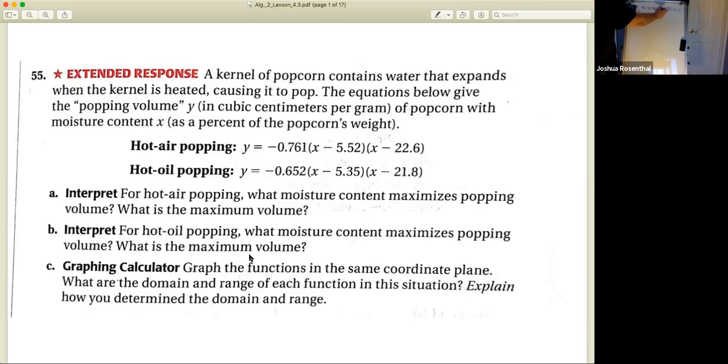Now I have to multiply. I plugged it in here and I got 72.9316. Now I'm going to multiply it by this times 0.761, and I already canceled out the negatives. And this is what I got. I'm going to round it. It's about 55.5. Okay, and that's measured in cubic centimeters per gram. So which moisture content maximizes popping volume? It's when the moisture content becomes 14.06% of the weight of the popcorn.